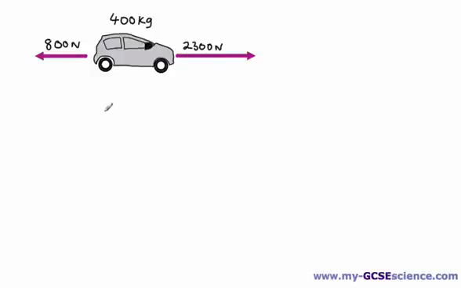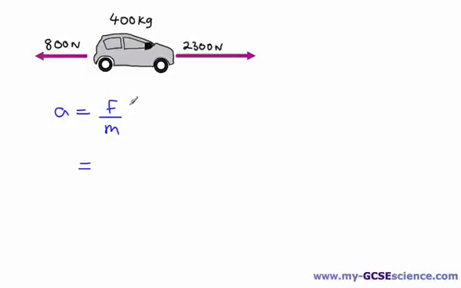Right, so the answer for this one is we use the formula acceleration is force divided by mass. The force in this case is not 23. Hopefully you managed to realise that the forward force is 23, but we've got a backward force here, which is probably air resistance and friction. We've got that force pulling backwards or pushing in the opposite direction.